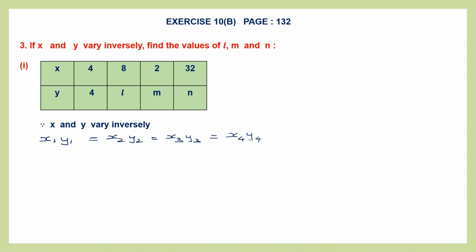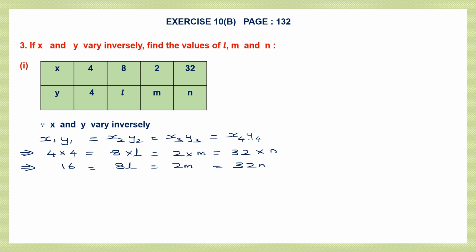So here we are doing multiplication. So now let us substitute. Now what is x1? x1 is 4 into y1, which is 4, is equal to x2 which is 8 into y2 which is L, x3 is 2 into y3, which is M, x4 is 32 and y4 is N. 4 fours are 16, so 16 is equal to 8L. This is equal to 2M. This is equal to 32N. So now we can find the values of L, M and N.